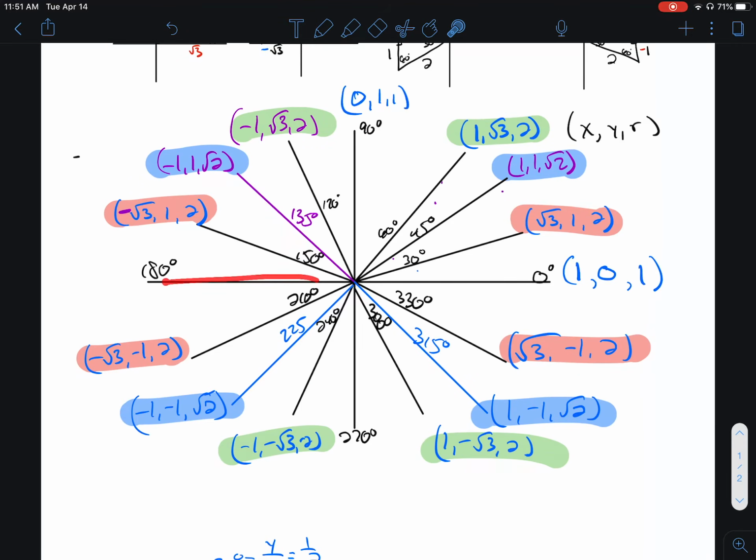At 180, which is the negative x-axis, X is negative 1, Y is 0, and R is 1. We went left, that's why it's negative. Didn't go up or down, that's why that's 0. R always has to have the same absolute value as X or Y if it's a quadrantal angle. Down here at 270, we went 0 left or right, we went down 1, and the radius is the same absolute value as the distance that we went.